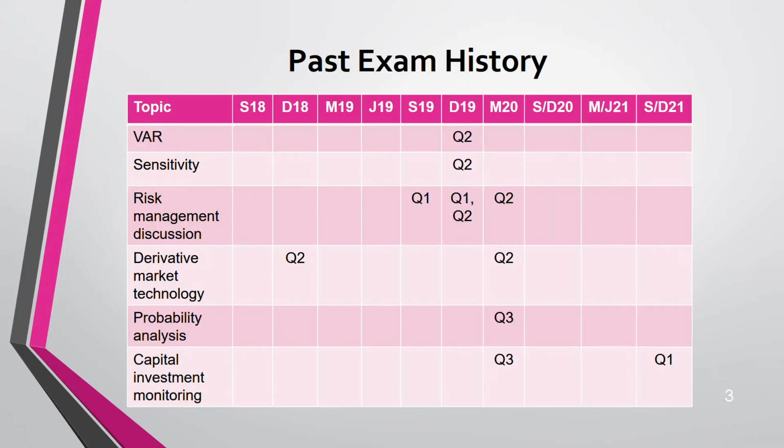From the past exam history, risk management is a question which is 110% you are going to get. You will not see an AFM paper without a risk management question in it. It can come as question number 1 or 2 or 3. As you can see from here, it comes in any question. You can see the topics that have been asked. Value at risk came once, sensitivity, risk management discussion, derivative market technology, probability analysis, capital investment monitoring. That is basically like capital rationing, which comes from investment appraisal.